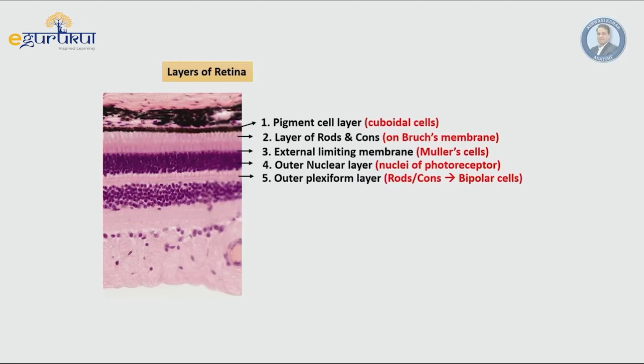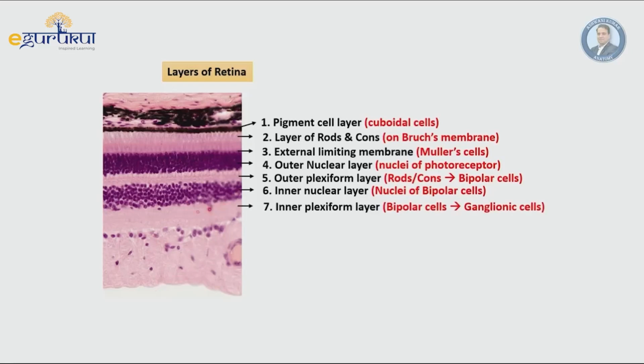Then we have the inner nuclear layer, which has the nuclei of the bipolar cells. That's what the upper layer is indicating. If the upper layer is the outer plexiform layer, where the rods and cones are synapsing with the bipolar cells, the layer below is for the bipolar cells themselves. That is the inner nuclear layer. After the inner nuclear layer, we have the inner plexiform layer, where you'll see these bipolar cells making synaptic contact with the ganglion cells. So that is the layer called the inner plexiform layer, where the bipolar cells are making synaptic contact with the ganglion cells. Followed by the large ganglion cell layer, the ganglionic cell layer.